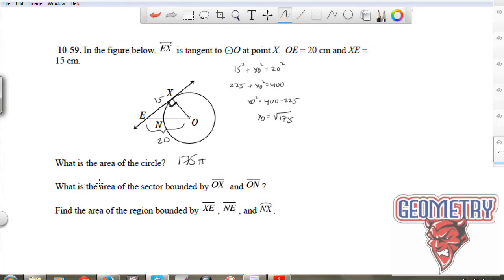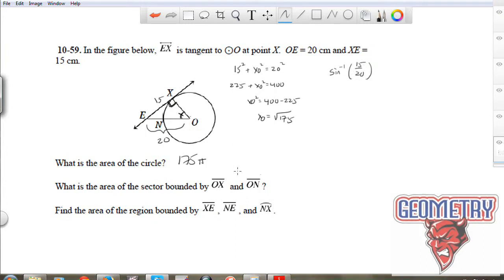Okay, next we want to find the area of the sector bounded by XO and ON. To find that, we're going to find the angle in there. If we can figure out the angle, we know what fraction of the area it is. To find that angle, I'm going to do some trig in this right triangle. Let's just do inverse sine here. So we want the inverse sine of the opposite divided by hypotenuse, which is 15 divided by 20.